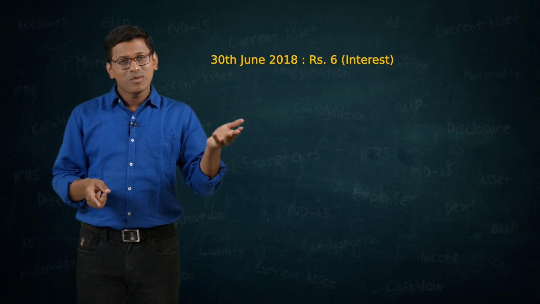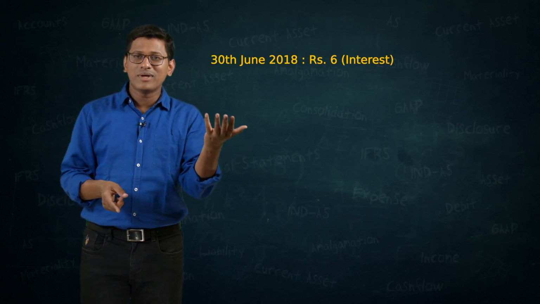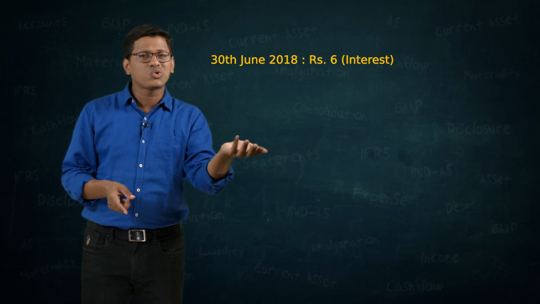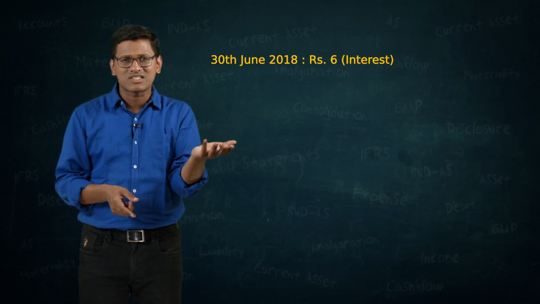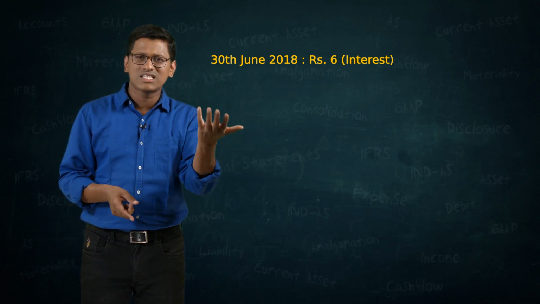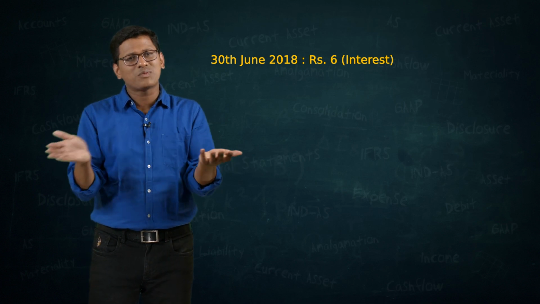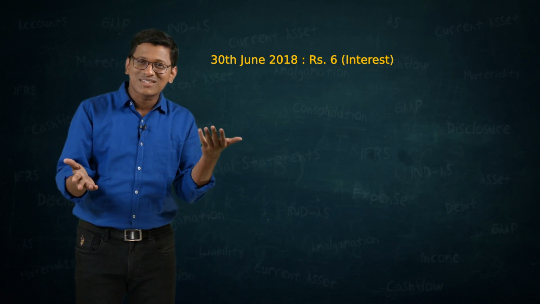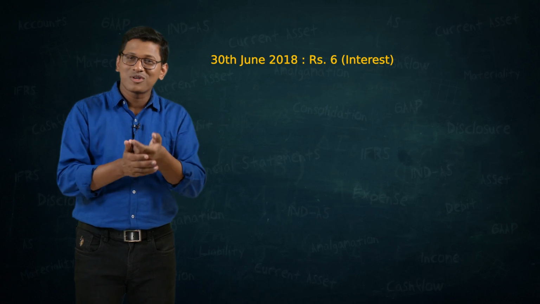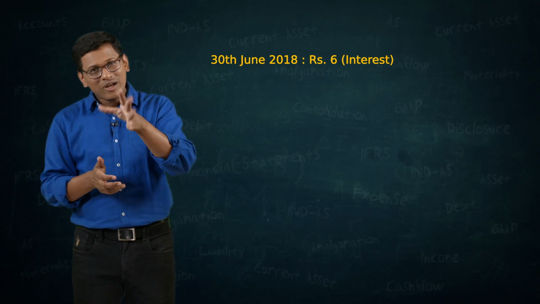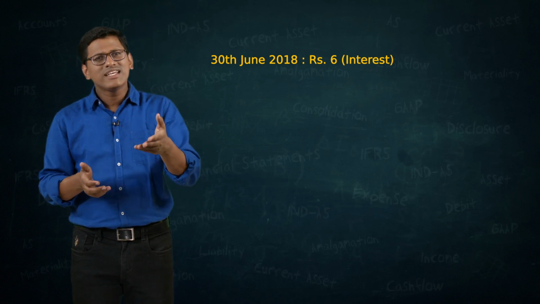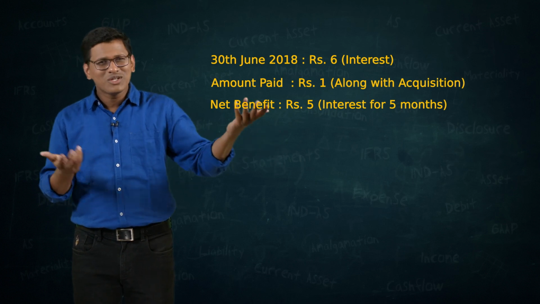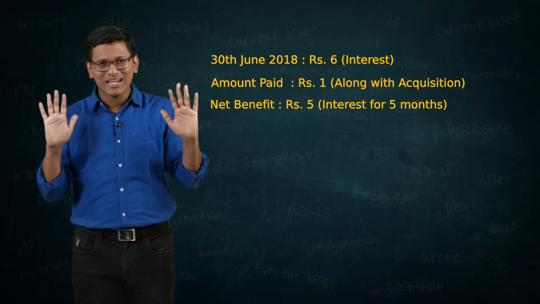Why 6 rupees? Because whoever is holding the debenture at the end of the period is the person who is going to get the entire 6 months interest. So A is the one who is holding, so A will get 6 months interest, 6 rupees. You paid 1, you got 6. What is the net benefit to you? 5 rupees. That net benefit of 5 rupees is the interest you earned from February to June. So that seems like a reasonable gain, correct or not?